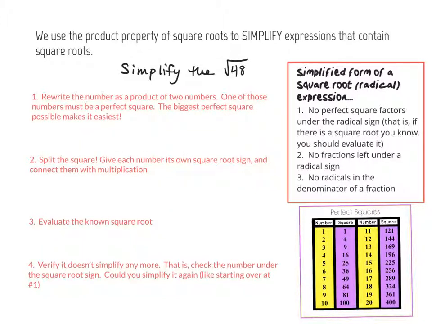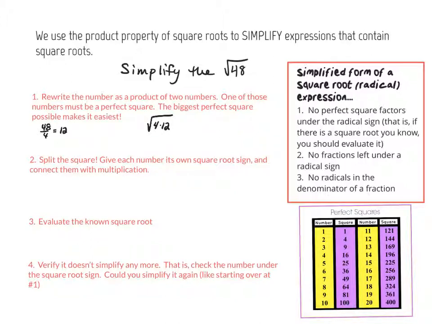So in this example, we need to simplify the square root of 48. The first step we need to do is rewrite the number as a product of two numbers, and one of those needs to be a perfect square. So let's say I checked 4 because that's the first perfect square. So 48 divided by 4 gives me 12. So I found a way that I can rewrite 48. I can write it as the square root of 4 times 12.